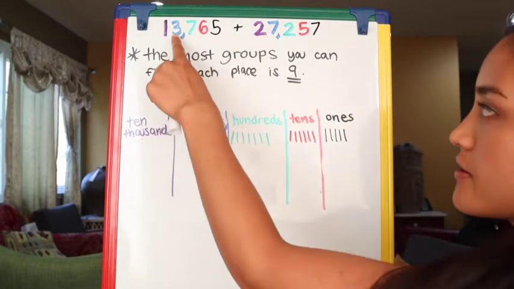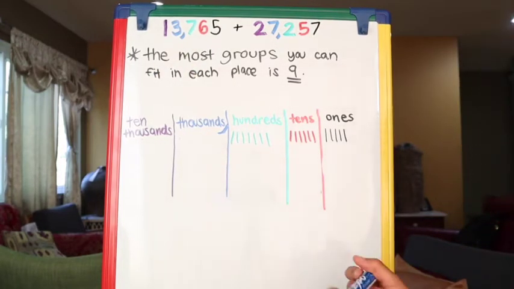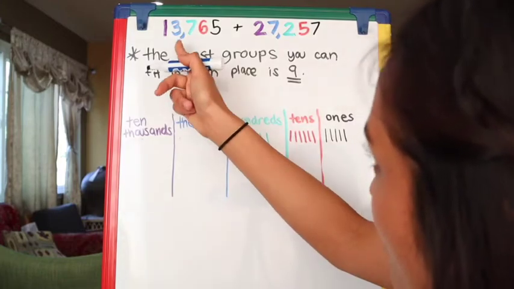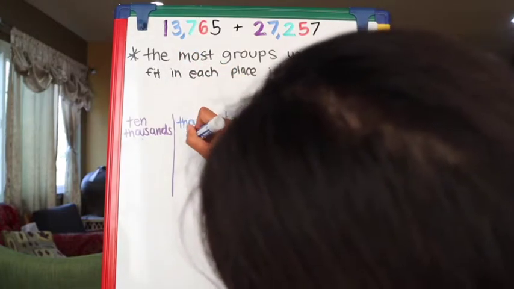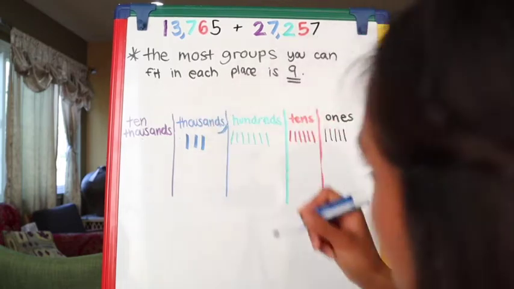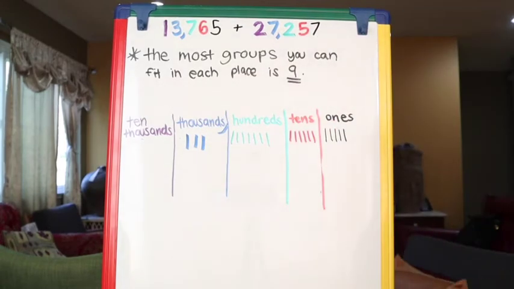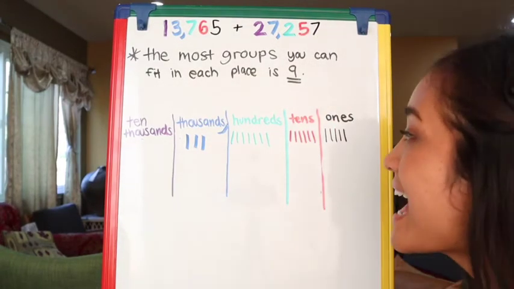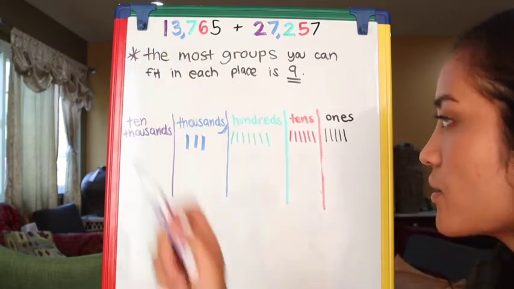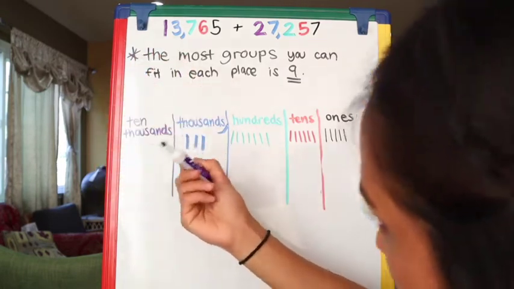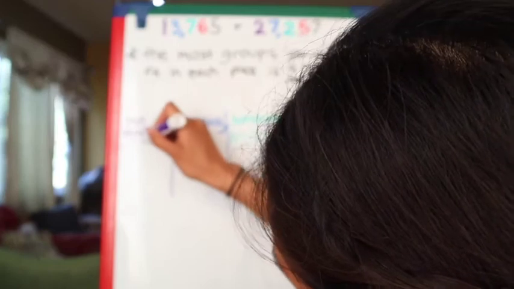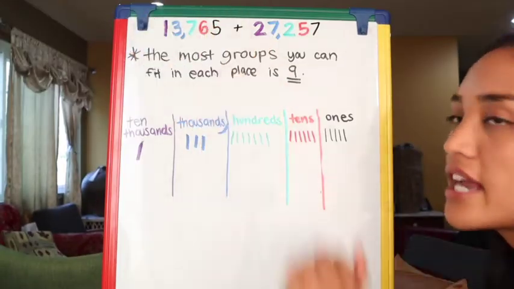Then we have the thousands place. Here in blue, we have 3. 1, 2, 3. And last but not least, the 10,000s place. Right here, we just have one group of 10,000. Awesome. We took care of that number.